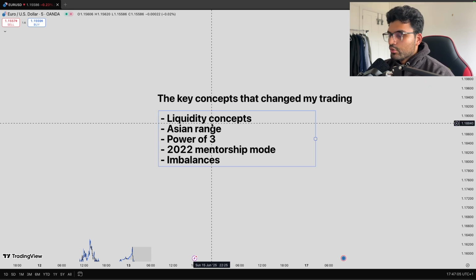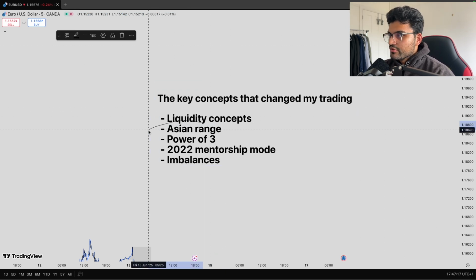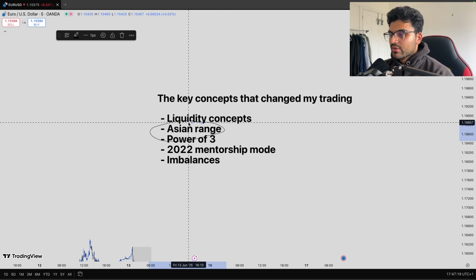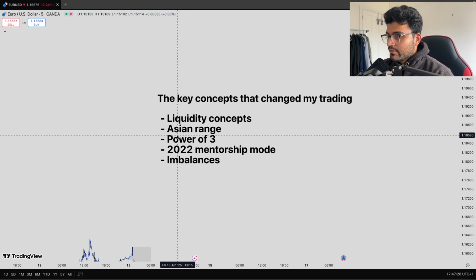Liquidity concepts. Now, what ICT taught me is buy-side, sell-side liquidity. Also, key areas of where liquidity is basically. So for example, the Asian range, which I'm going to get into the exact model, there's liquidity on each side, the Asian high and the Asian low. So that's what ICT taught me, which resonated with me quite a bit.